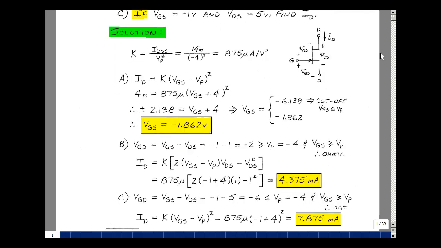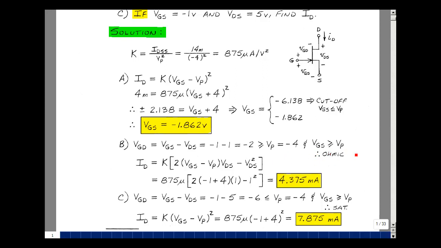In problem B, we had that the gate source was minus 1 and the drain source was equal to 1. Calculate the gate to drain voltage. Go around the loop here: gate to drain is the gate source minus the drain source. It's going to be minus 1 minus a plus 1, or minus 2. But minus 2 is greater than minus 4, so we're greater than pinch-off. And our gate source is also greater than pinch-off because it's equal to minus 1 and pinch-off is minus 4. We're in the ohmic region.